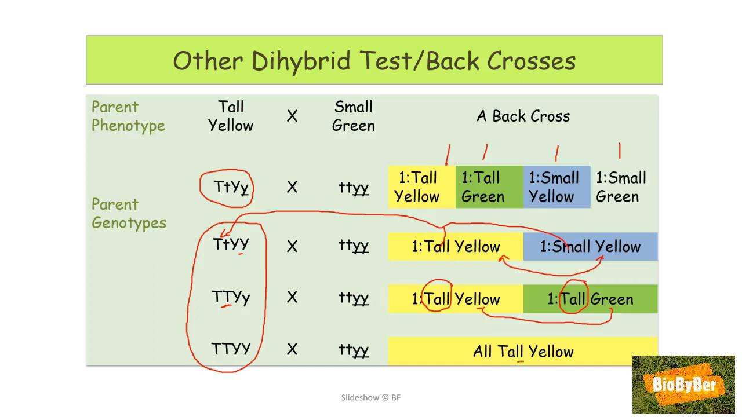And again, the final result, that all the offspring are all tall and yellow, so you can work backwards and determine that the genotype of the parent for tallness had to be big T, and the genotype for yellow is big Y.